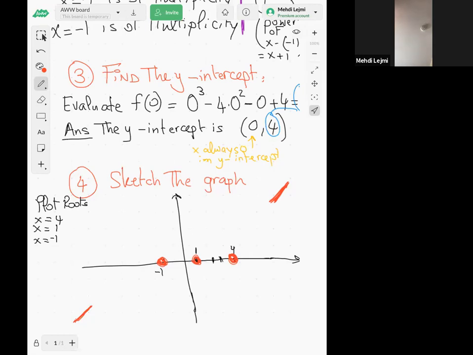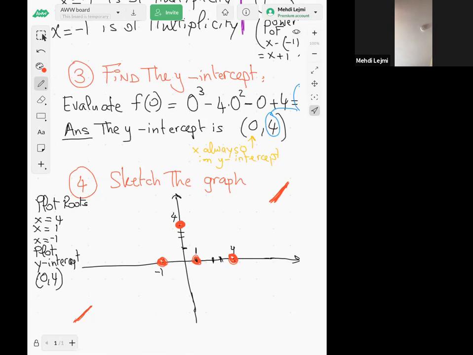Now I need to plot my y-intercept. The y-intercept was 0, 4, right? So I'm going to need 0, then 1, 2, 3, and 4. So here's 4. So here is my y-intercept. Okay, so I have my roots, and I have my y-intercept, 0, 4. So now I can sketch the graph of f of x.